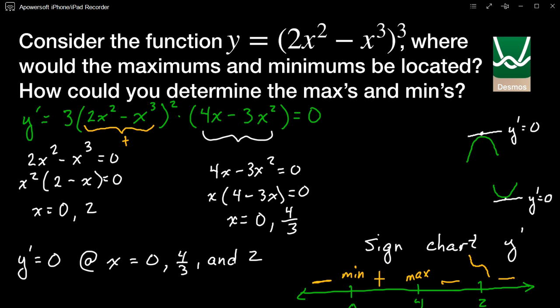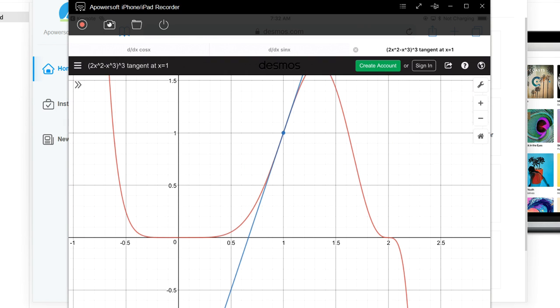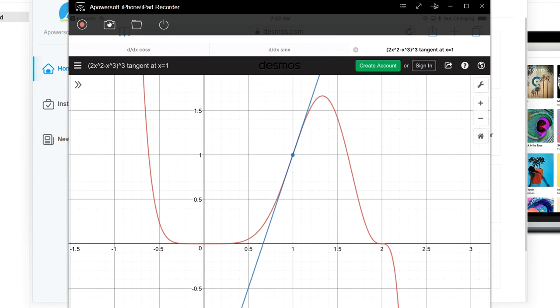And so 0, 4/3, and 2: minimum, maximum, none. If we look at our graph, we can see exactly that. At x equals 0, we have a minimum. At x equals 4/3, which is 1 1/3, we have a maximum. And then at x equals 2, we can see it does that little cubic graph thing where it changes concavity.